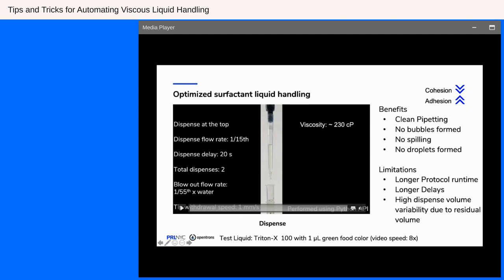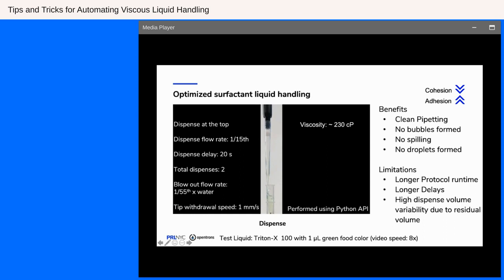Introduce a delay of 20 seconds, and if one dispense is not enough, you can add two dispenses of the liquid, or multi-dispense, in which you split the dispense cycle into two parts. For instance, for P1000, you can dispense 500 microliters first, and then wait for some time and dispense 500 microliters the second time. This increases your protocol runtime, but let's take a look at how this behaves.